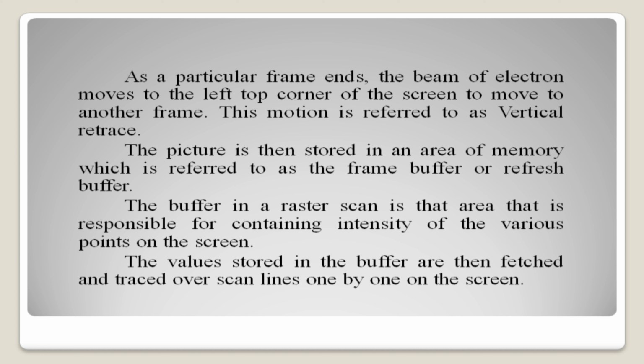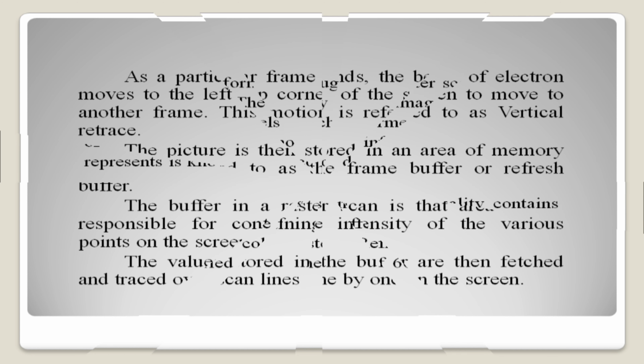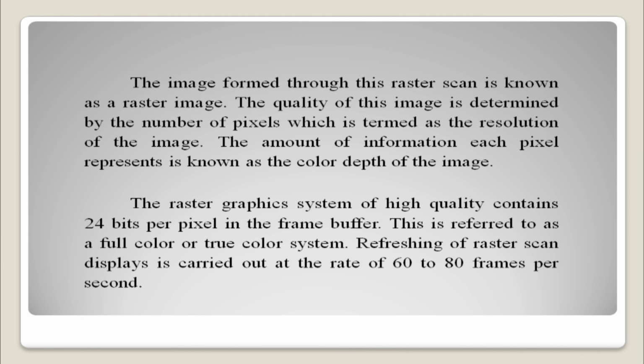This picture is then stored in an area of memory which is referred to as the frame buffer or refresh buffer. The buffer in a raster scan is the area that is responsible for containing the intensity of the various points on the screen. The values stored in the buffer are then fetched and traced over scan lines one by one on the screen. The image formed through this raster scan is known as a raster image.